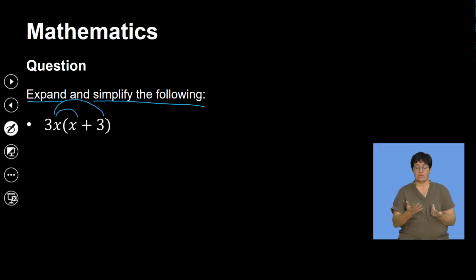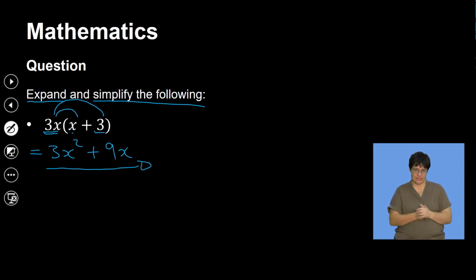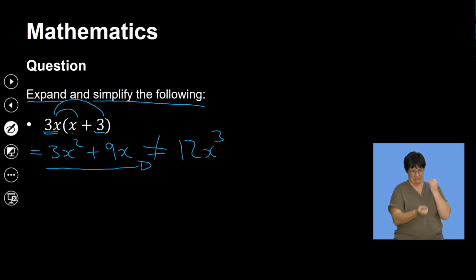Now with this one here, if I multiply the 3x with the x, I will then get 3x squared, and then the 3x with the 3 there, it will be plus 9x. And from there, there is really nothing that I can do here. This is not equal to 12x cubed, because that's one of the mistakes that you guys make. I just said for them to be like terms, they must have the same exponent. So this is an exponent of 1, this is an exponent of 2. So you just leave it as is.